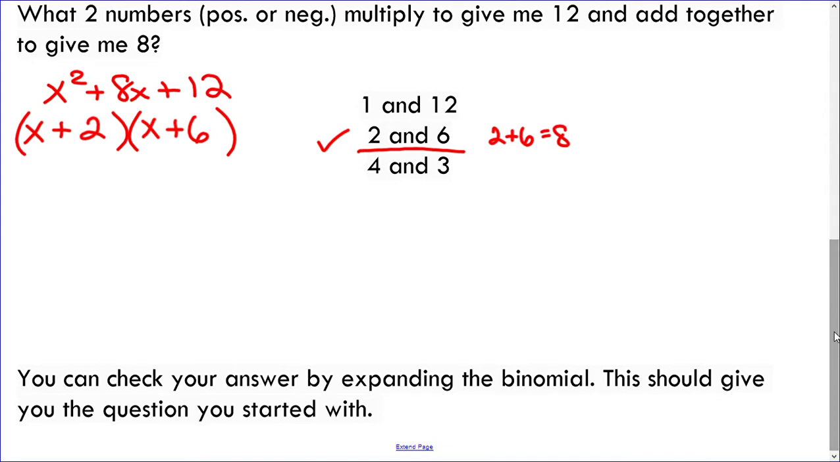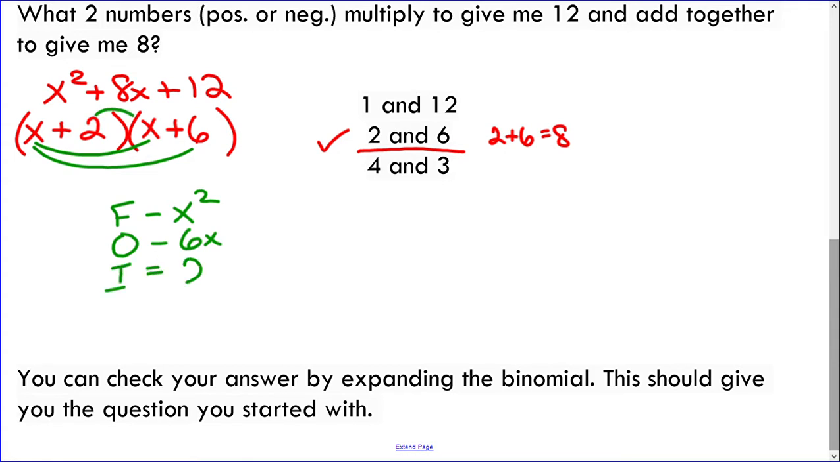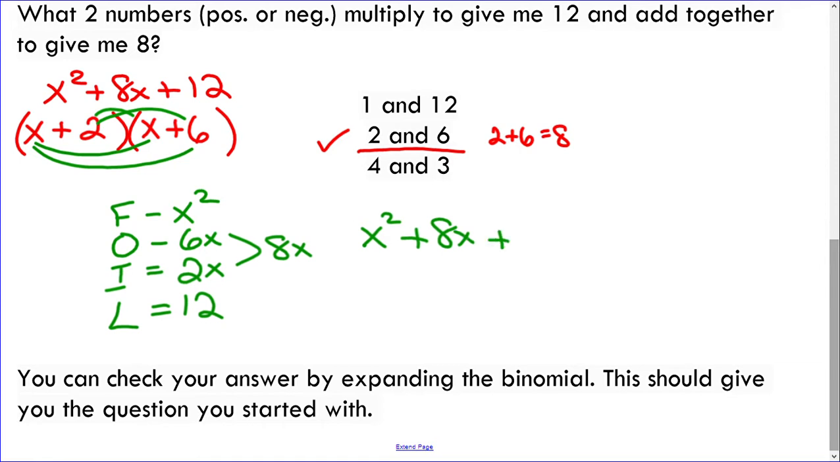But we can also check our answer by expanding it, and this should give you the expression that we started with. So if I wanted to check this out, I'd have my first term, x times x, so I get x squared. My outside terms are x and 6, so that's 6x. My inside terms are 2 and x, which give me 2x. And then my last term is 2 times 6, which gives me 12. I combine my like terms together, and I get x squared plus 8x plus 12.